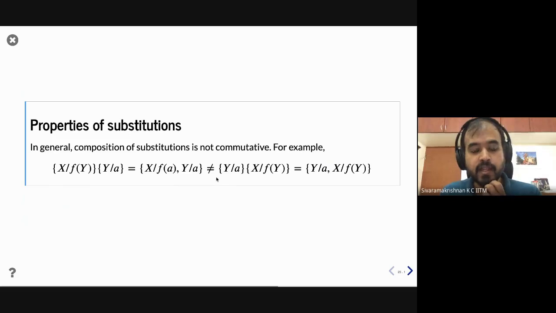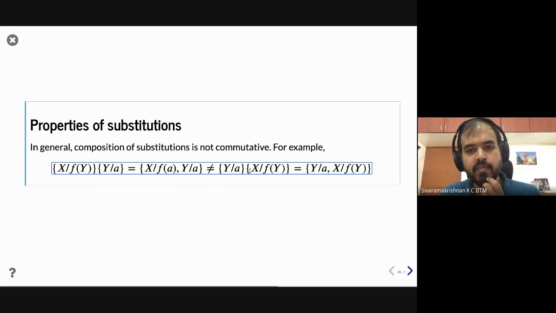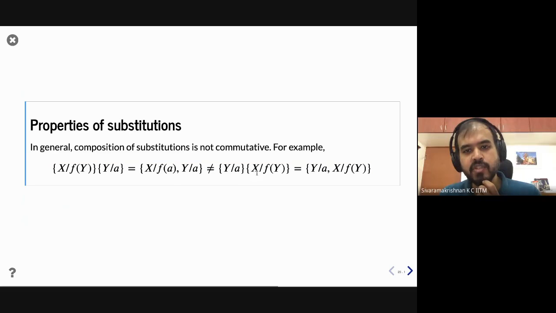Other direction. If you first apply y slash a, then apply x slash fy, then the composition of this is going to be replace all y with a, and replace all x with f of y. So this term and this term are not the same. So composition of substitution is not commutative.